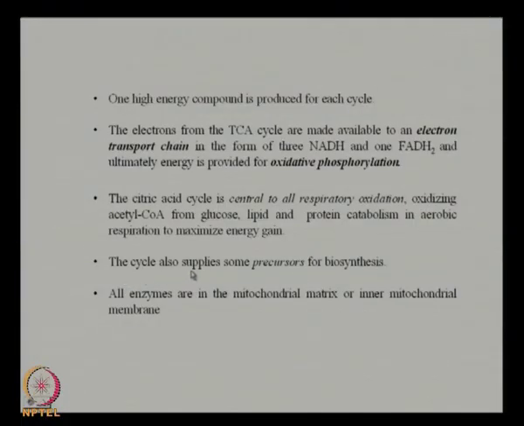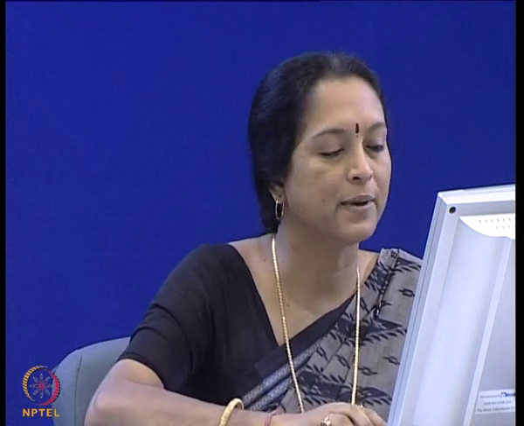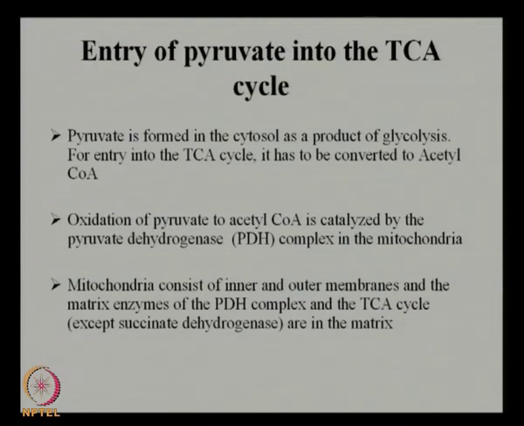This cycle also supplies some precursors for biosynthesis. All enzymes are in the mitochondrial matrix or inner mitochondrial membrane. That means, though the glycolytic process takes place in the cytoplasmic fluid, the TCA cycle takes place in the mitochondria. Now, it is very important to know the entry of pyruvate into the TCA cycle.